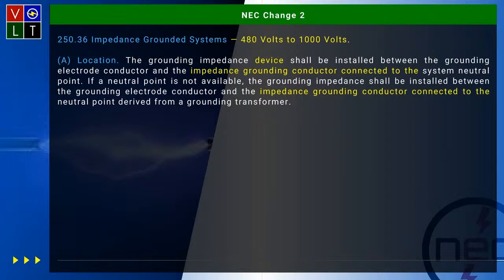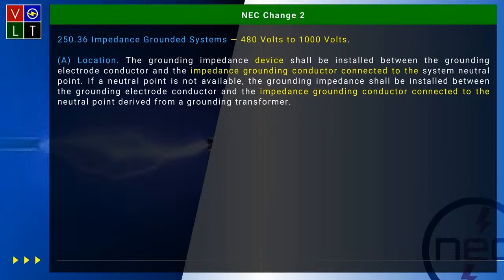Now, they did some clarification here on impedance grounded systems. When you look at 250.36, this is for systems from 480 volts to 1,000 volts. So there's clarification that was done here.